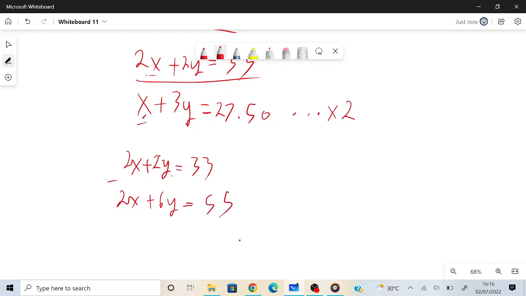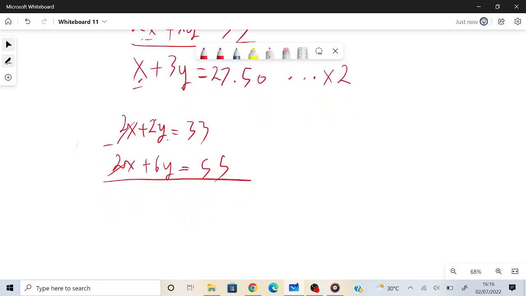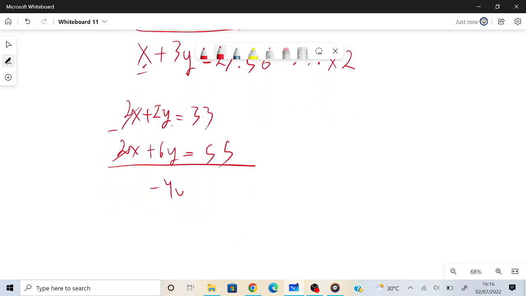Now to eliminate x, I would simply subtract, this becomes 0, there's no x, 2y minus 6y is minus 4y, and 33 minus 55 is minus 22. And y is nothing but minus 22 divided by minus 4, and that's plus 5.5, because a minus divided by a minus would give you positive. Please be careful, because minus is the most dangerous sign in math. So I'm getting y to be 5.5.